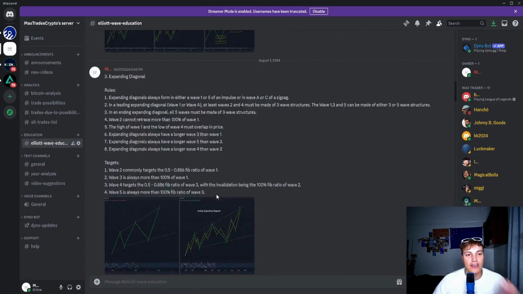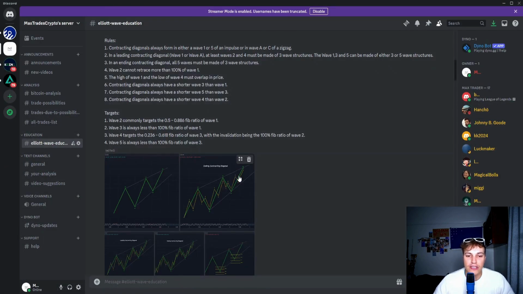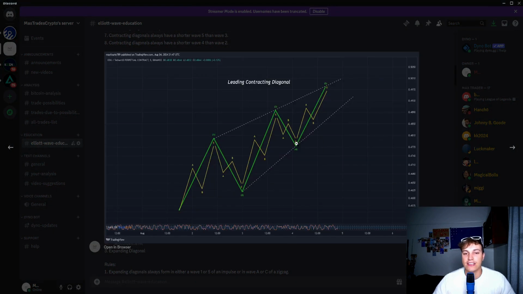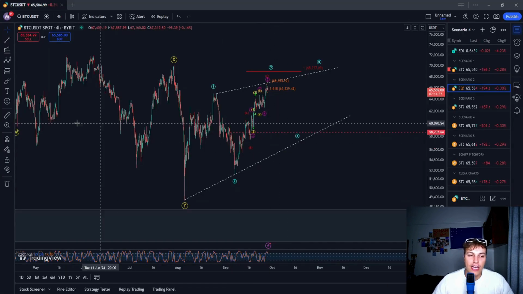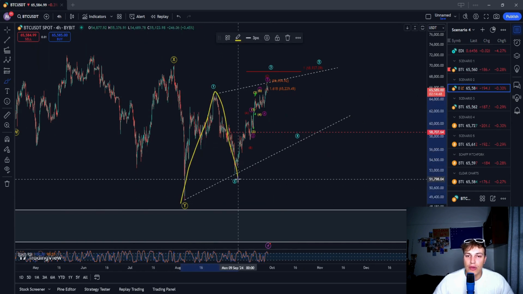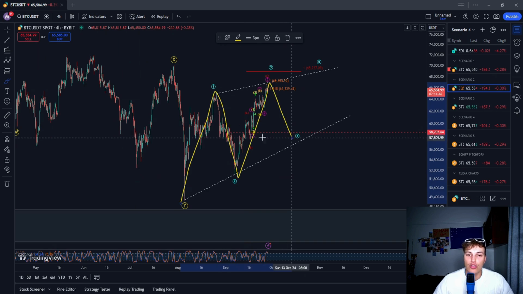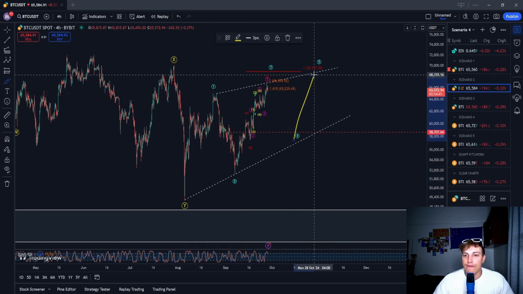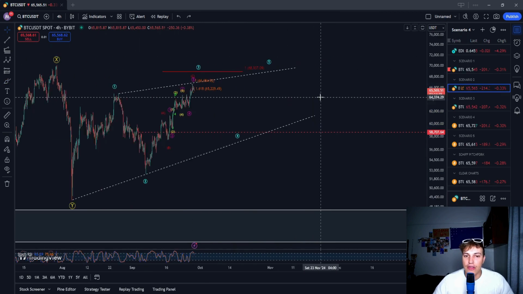To explain a diagonal, if we go to our Elliott Wave education page, a leading contracting diagonal is a 5-wave structure with 3-wave subdivisions in each wave here, where wave 1 and wave 4 do indeed overlap in price. So if we look here, we can see this occurring here: 1 in 3 waves, 2 in 3 waves, 3 in 3 waves, 4 should overlap with 1, and then we should see the 5th wave up. That would be the diagonal.